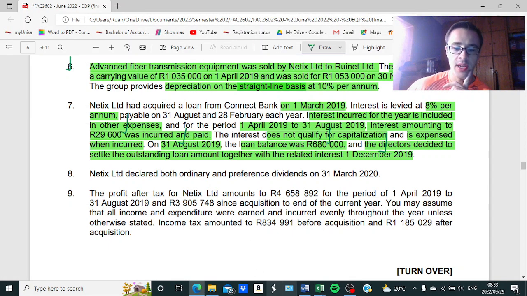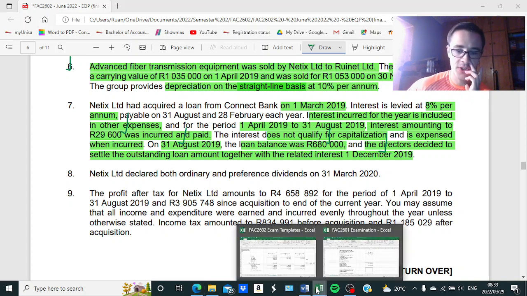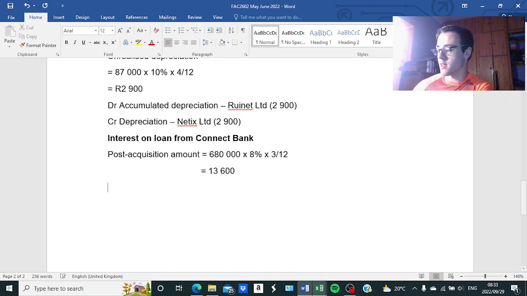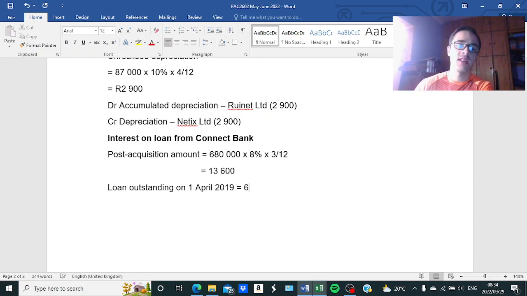Okay, good. Now, just for the sake of completeness, let me show you how you could have calculated the amount outstanding at the beginning of the year. If you wanted to calculate the loan amount outstanding on the 1st of April 2019, you actually need to work backwards. You will take the amount of 680,000, divide that amount by the interest rate, which is 8%, and then multiply the answer by 12 over 5.